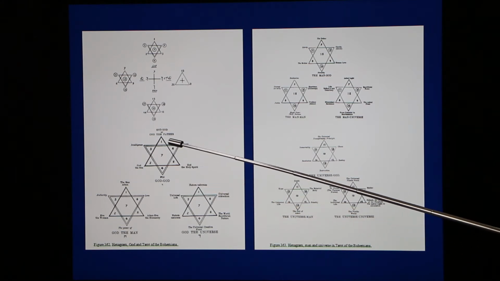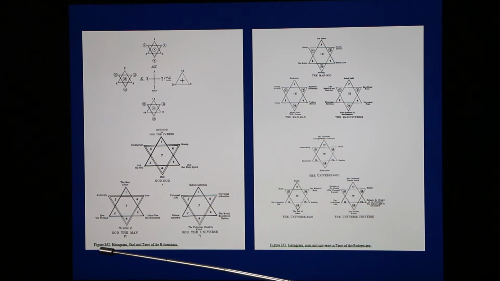So now I have a hexagram for God the Father, God the man, and God the universe. The man God, the man man, the man universe, and the universe God, and the universe man, and the universe universe.